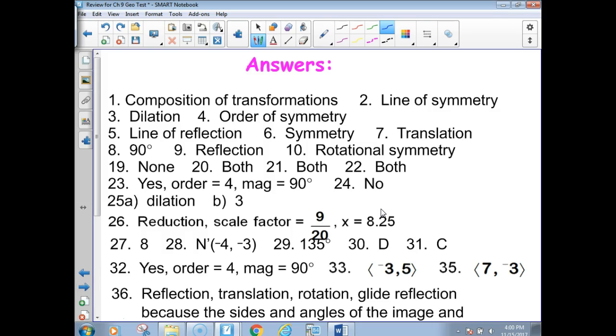Then in this answer section, I asked you to change the answer on number 29. It was not 135, because they went clockwise when we were told that all of our rotations would be counterclockwise. So it should have been 225 degrees.